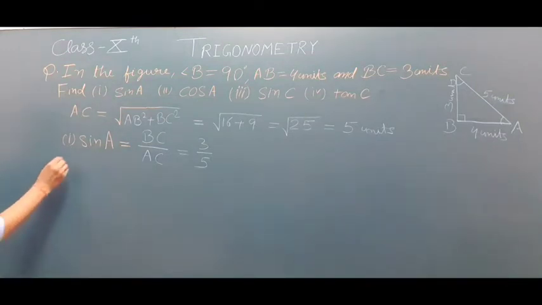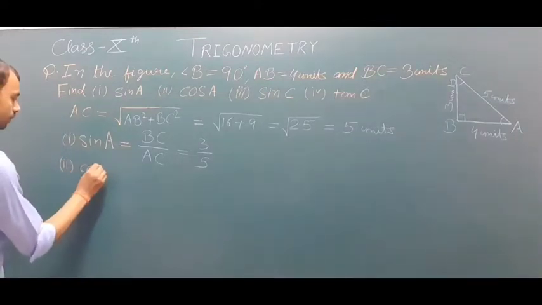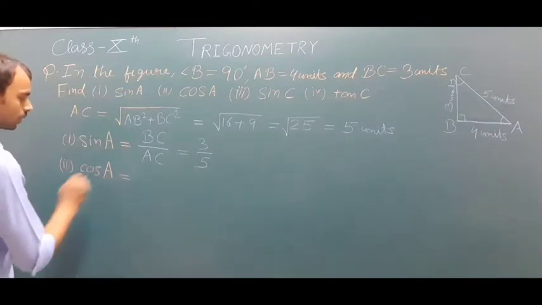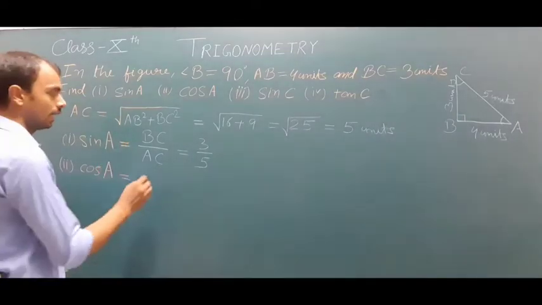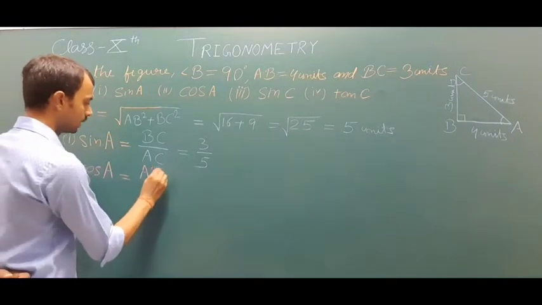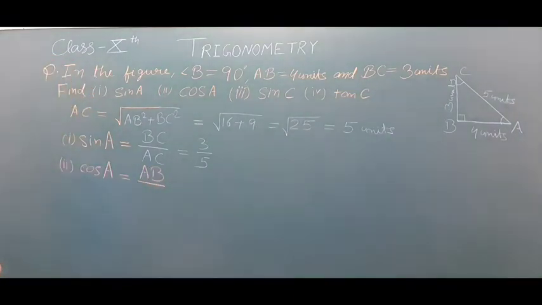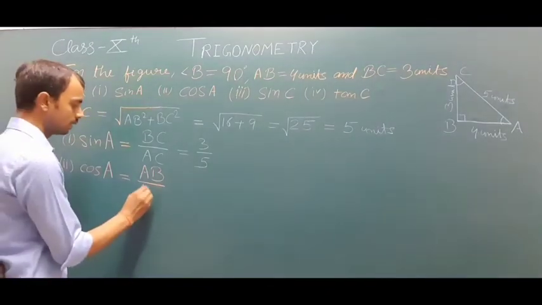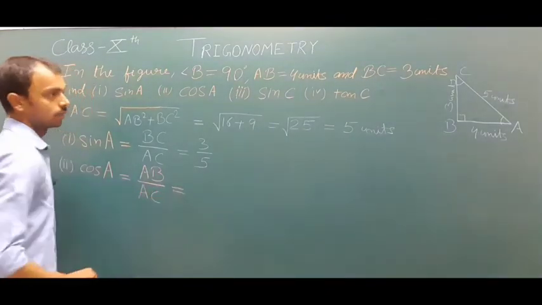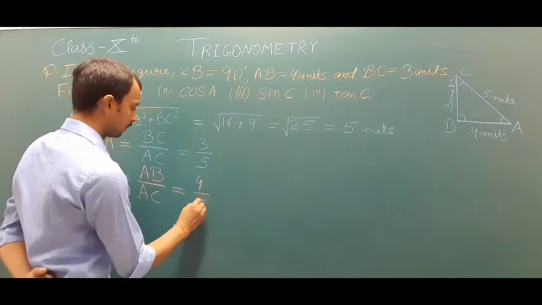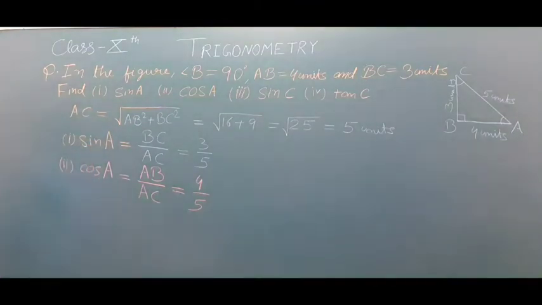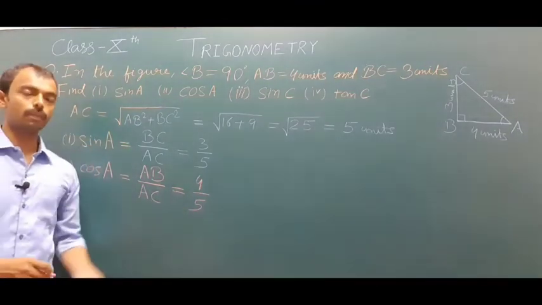Second one is cos of A. Now what is cos of A? Adjacent upon hypotenuse. Adjacent of angle A is AB, isn't it? AB upon hypotenuse is same AC. What is the value of AB now? Value of AB is 4 and value of AC is 5. So value of cos A is 4 upon 5.